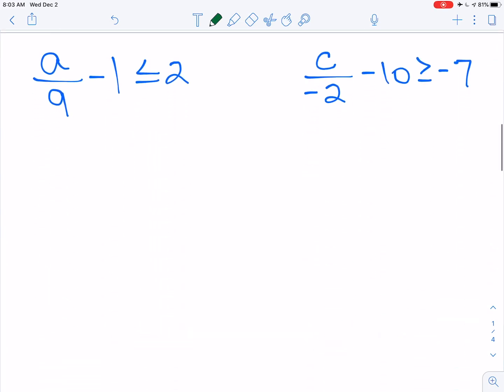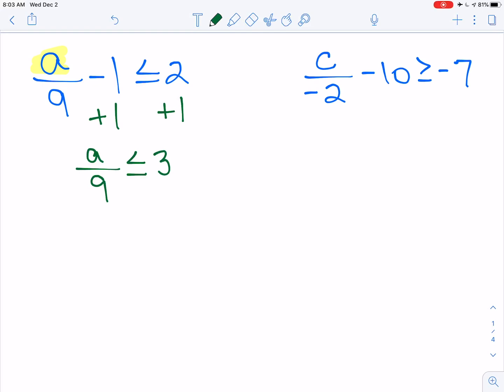I'm going to scroll down here. Now I'm going to talk you through the steps even though they're not written on this part of the screen, but that's okay. We'll still do the same process. So we're going to isolate our variable. We're trying to get a by itself. We're going to get rid of any addition or subtraction first. So I have a minus 1. I'm going to make it a plus 1. So that's going to leave me with a divided by 9 is less than or equal to 2 plus 1, which is 3.